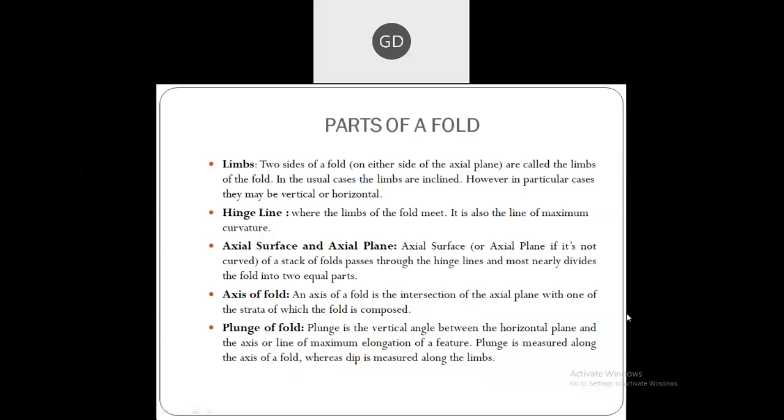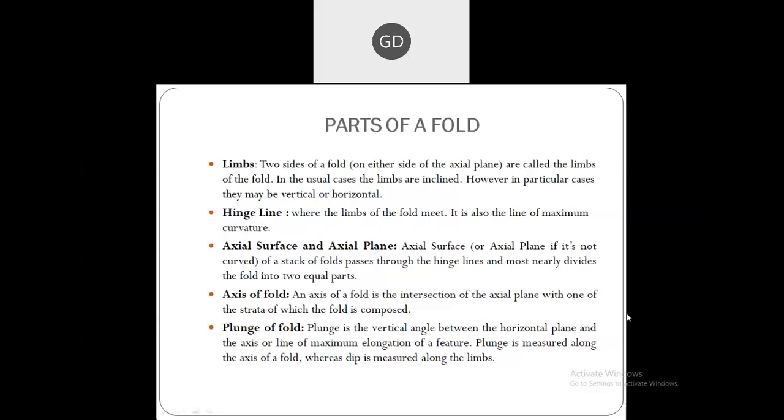Then again there are axial surface, axis of fold, and plunge of fold. So there are many. Limbs are the sides of a fold. Basically, in simple words, the limbs are the sides of a fold. Then hinge is a point where the curvature is maximum, and one limb ends and the other limb starts from that point. That point is known as the hinge point.